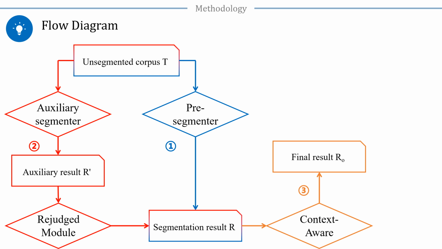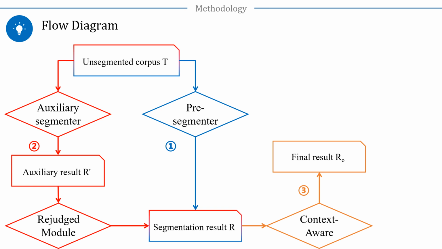As we introduced above, first, we segment the unsegmented corpus with the pre-segmenter. The pre-segmenter achieves high performance on vocabulary words. Then, the rejudged module chooses the uncertain splits as potential out of vocabulary words. Finally, the core context-aware algorithm utilizes the document-level information to screen the uncertain splits.